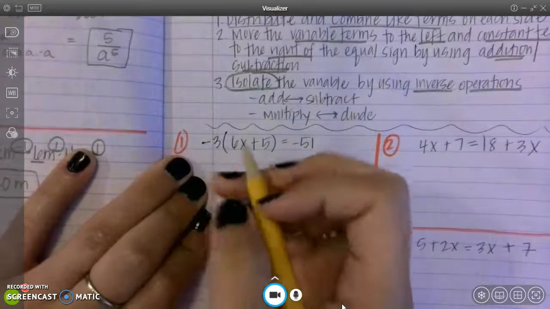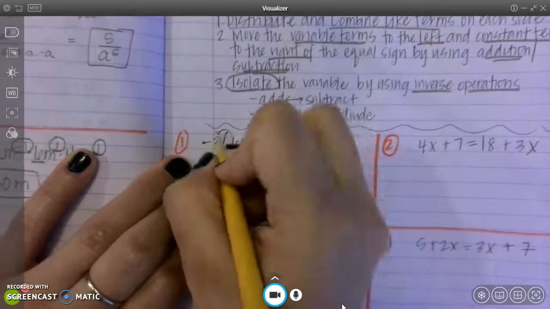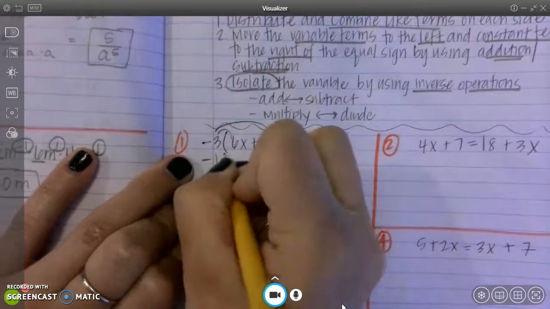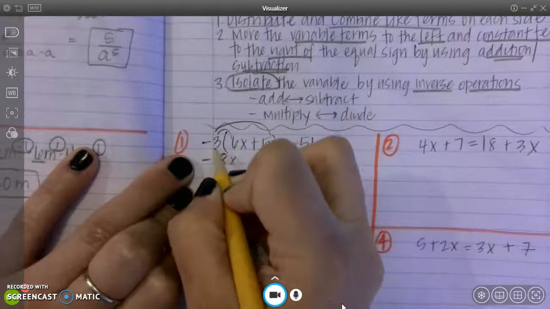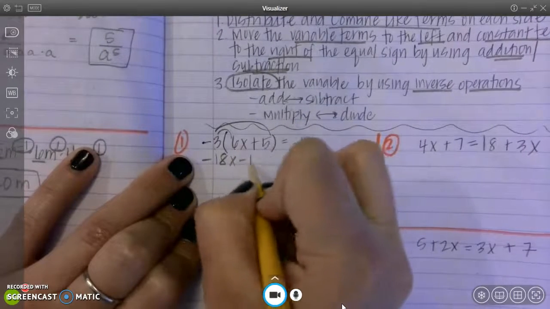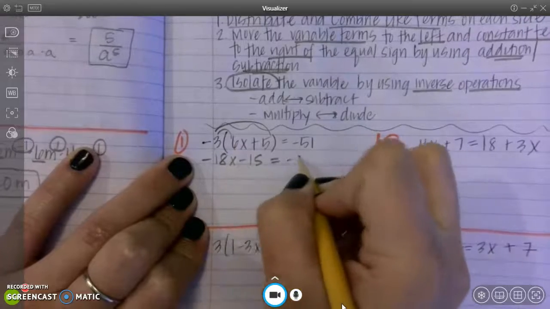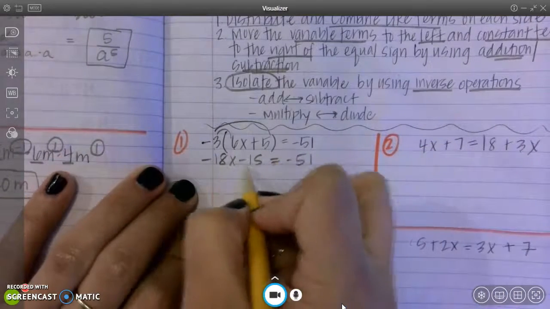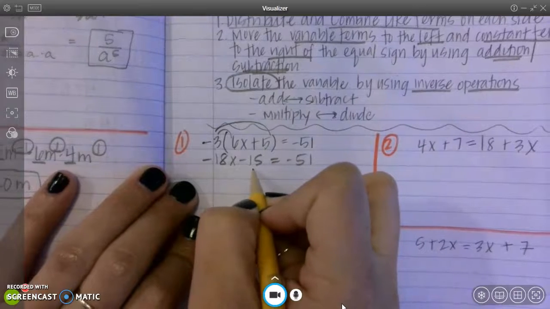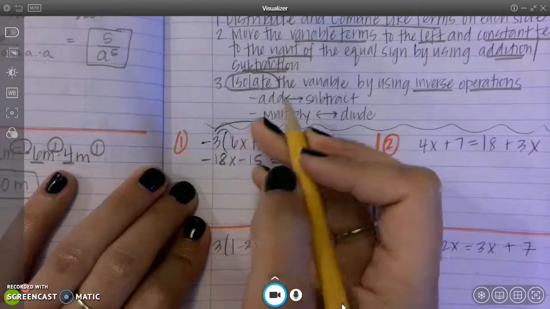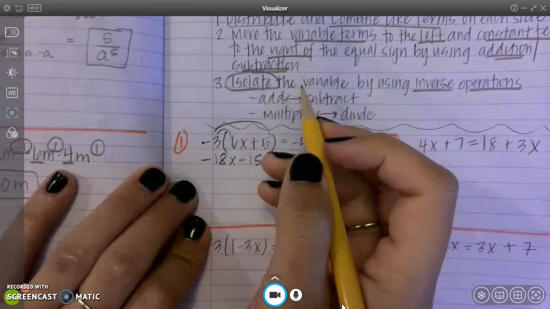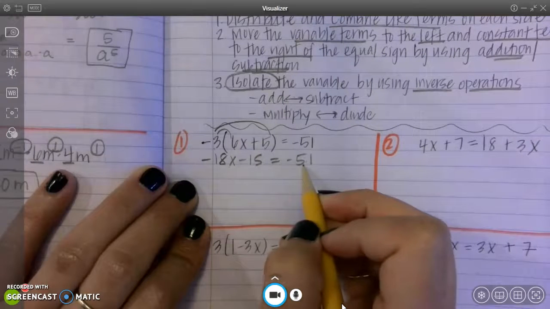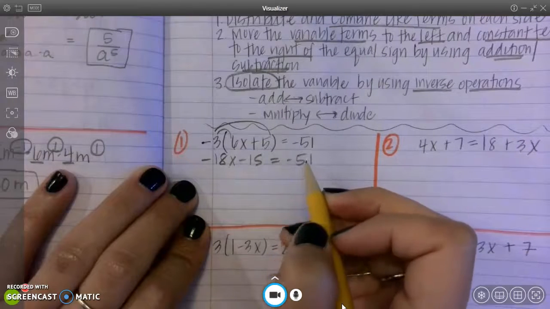All right, first step is to distribute. Multiply the negative 3 to the 6x is negative 18x. Negative 3 times positive 5 is negative 15. Negative 51. These are not like terms. I can't combine these. So now we're just going to start right to step number 2, which is to move the variable terms to the left and the constant terms to the right. Luckily, we don't have variables on either side of our equal sign, so we just need to use our inverse operations to isolate our variable.